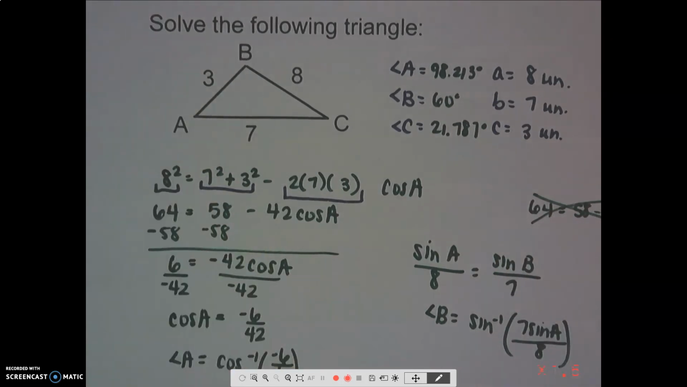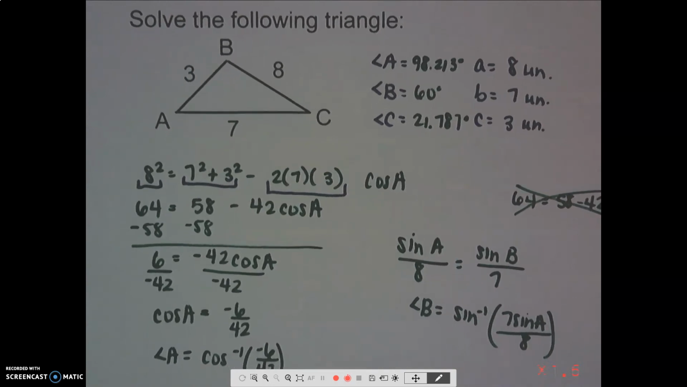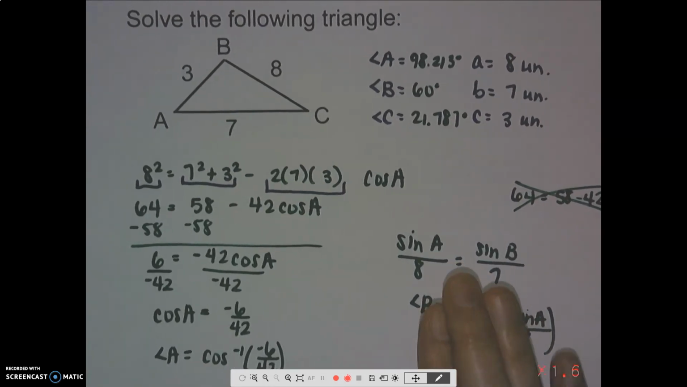And so that's how you can do law of cosines. Again, if you wanted to, instead of doing law of sines here, you can go back and do law of cosines again to find another angle, and then add them together and subtract from 180 to find the third angle. And that's it.